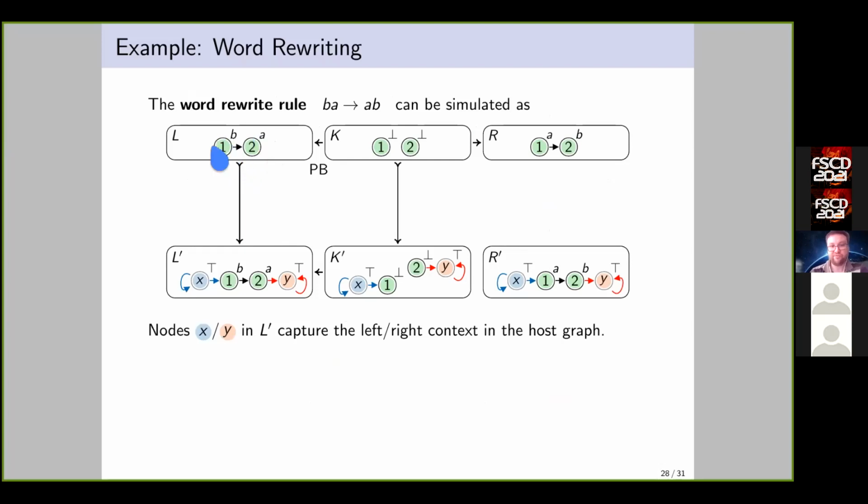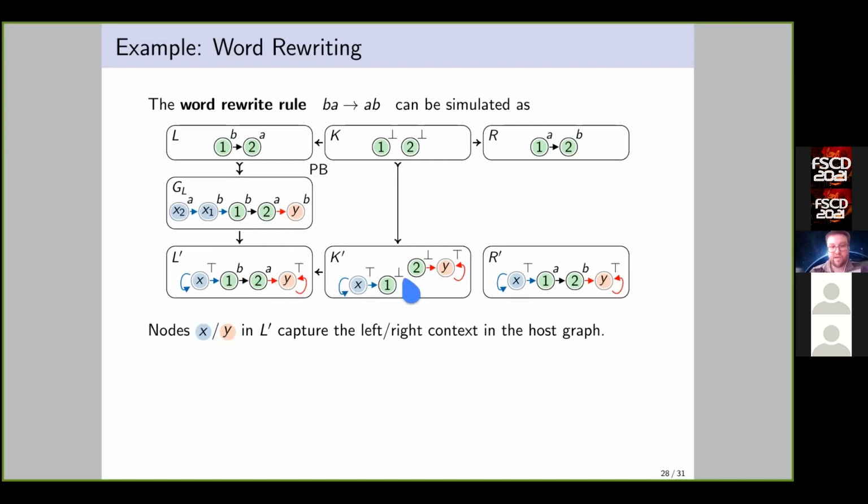So here we have, for instance, one way to simulate a string rewriting system, BA rewrites to AB. So our pattern are 2 nodes labeled with BA and an edge between, and our type graph L prime defines how the context around this can look like. So the context left of our string AB is mapped onto X here. The context right of it is mapped onto Y.